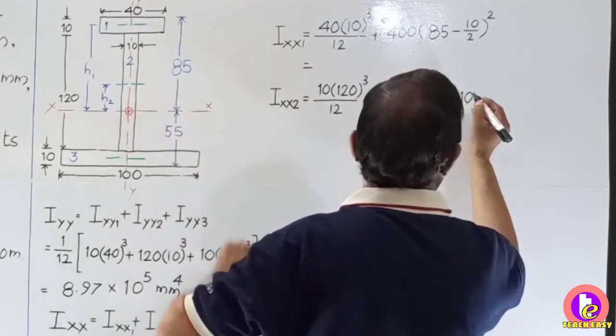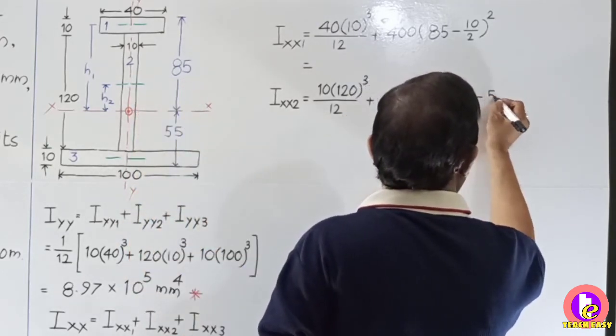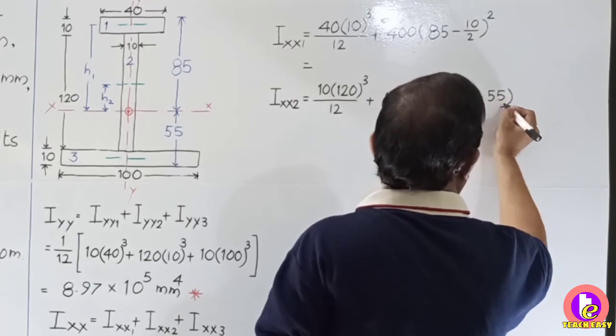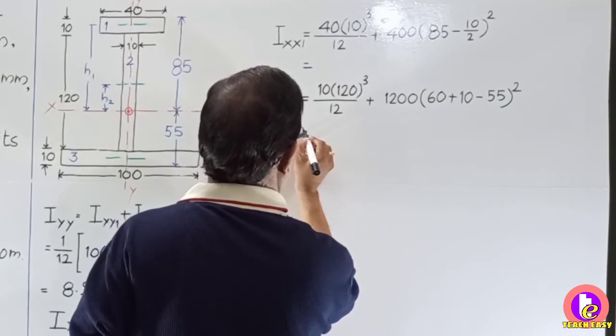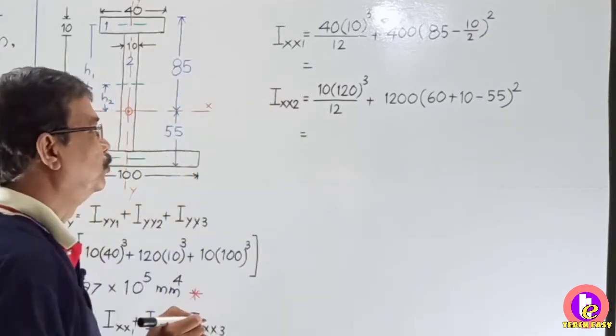minus 55. Do not forget to make it square. So this will be Ixx2.